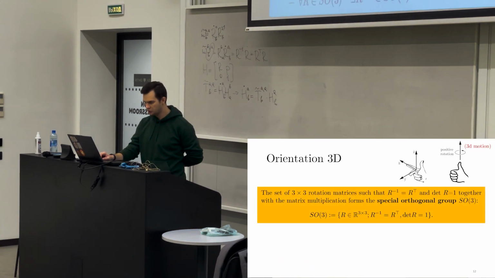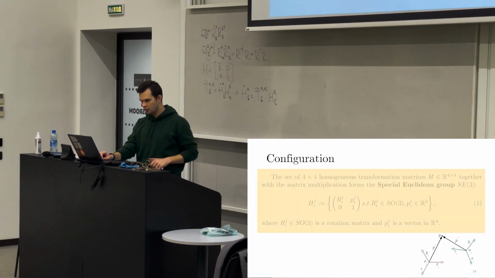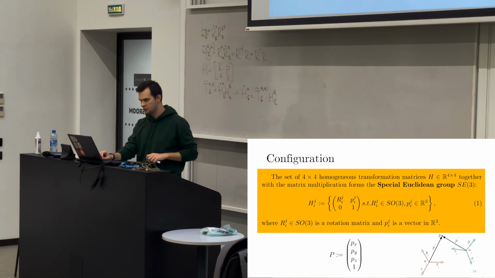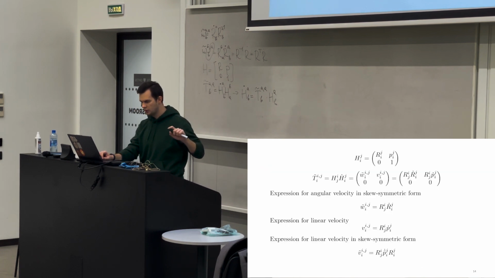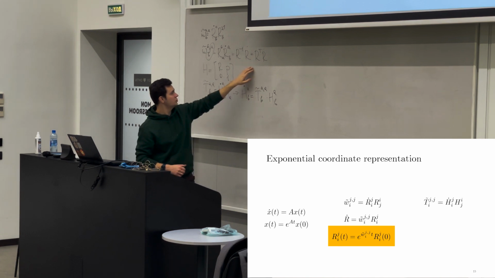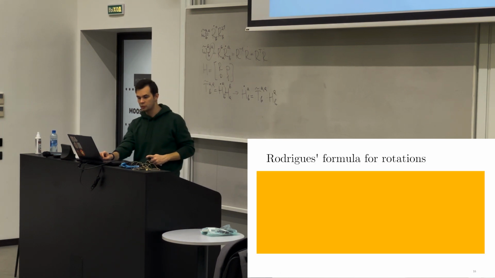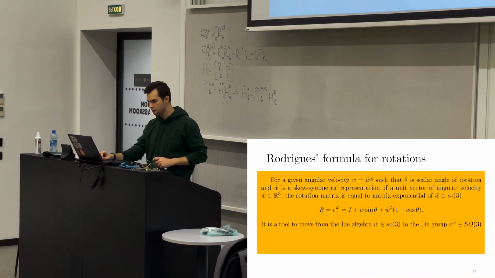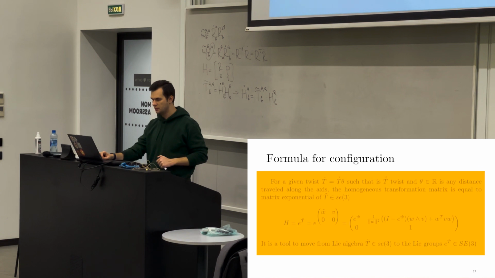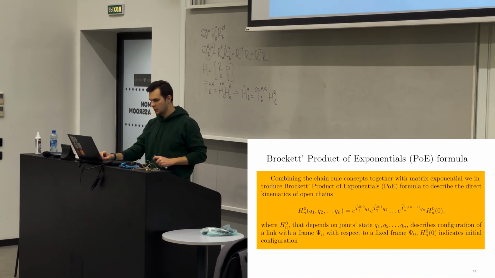So we covered the rotation matrices, as I already told you, and the rotation matrices are groups. We covered the homogeneous transformation matrices, all about angular velocities and twists. We found out that we can find the rotation matrices and homogeneous matrices by solving the ordinary differential equation. We have a nice Rodrigues formula to do the calculation of rotation matrices, and an analogous thing for the homogeneous transformation matrix: Brockett's exponential formula to do the direct kinematics.